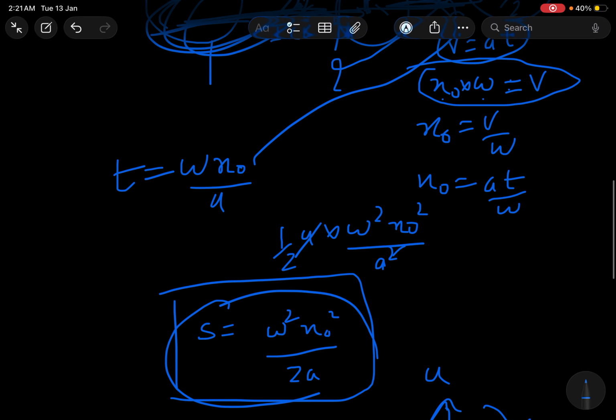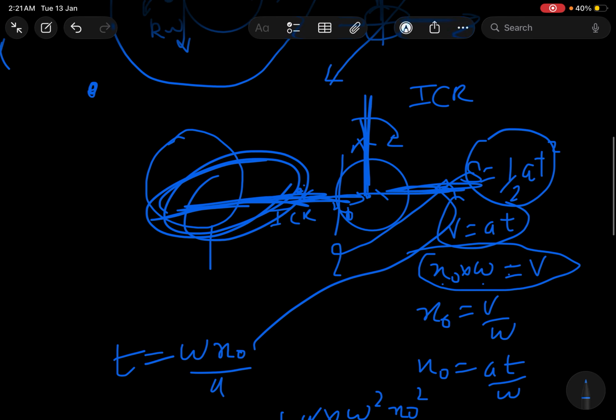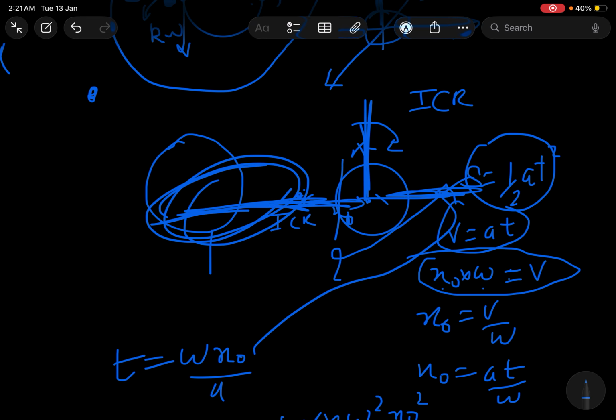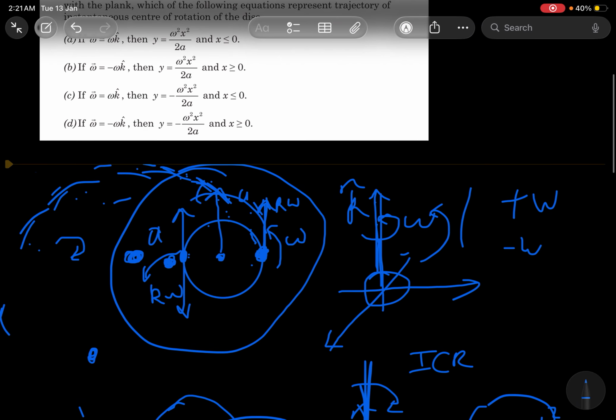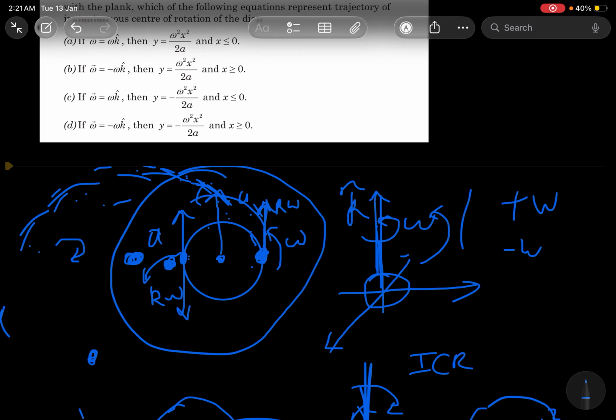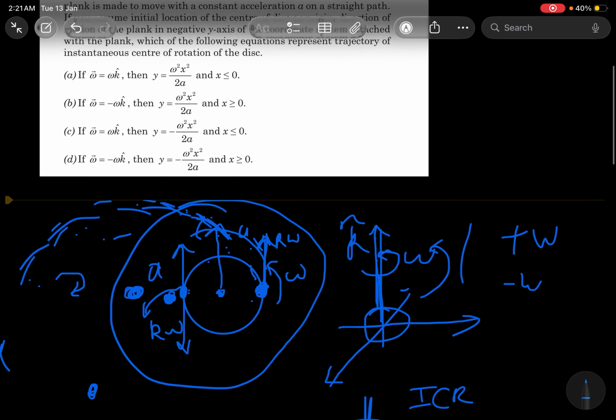One thing to remember is that in the equation of trajectory, there is no term of t. That's the speciality, that it has no time term. Like in kinematics also, we have the equation of trajectory, and it also does not have the term of time, right?